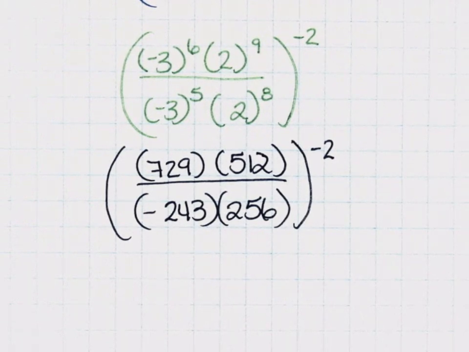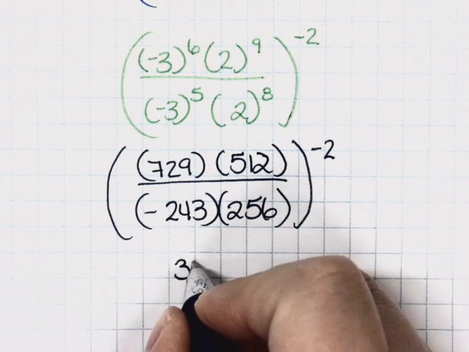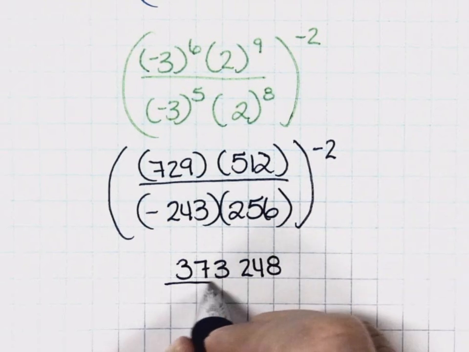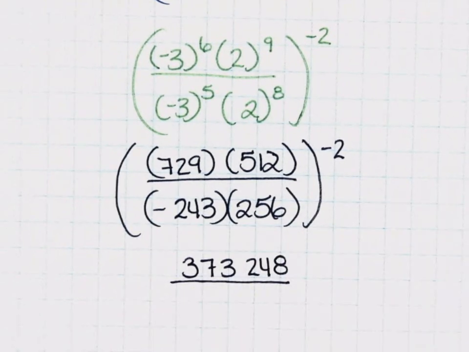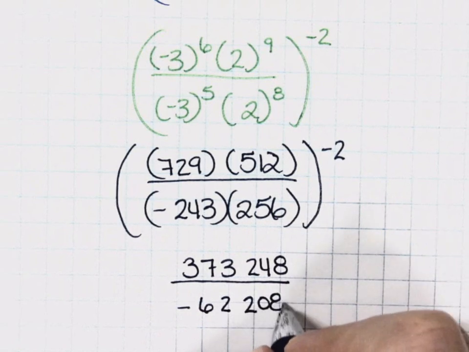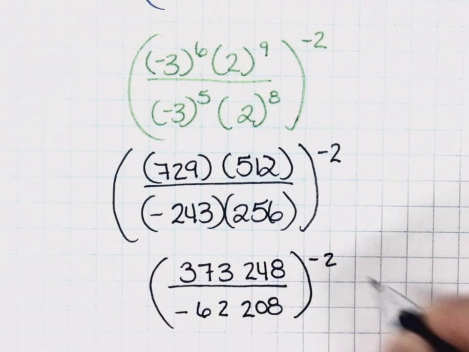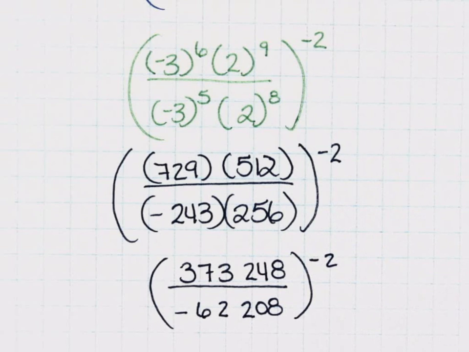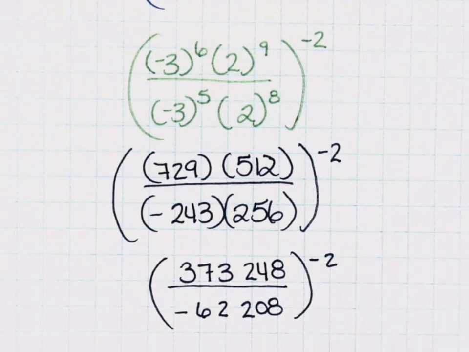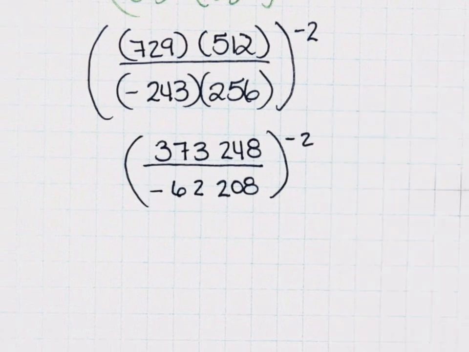All right, here we go, big number, 729 times 512 is 373,248, over negative 62,208, to the negative 2. The reason why I don't like doing it this way is because I'm going to have to simplify this fraction, and that kind of makes me want to cry a little. But we're still not done because we have to deal with this exponent on the outside.